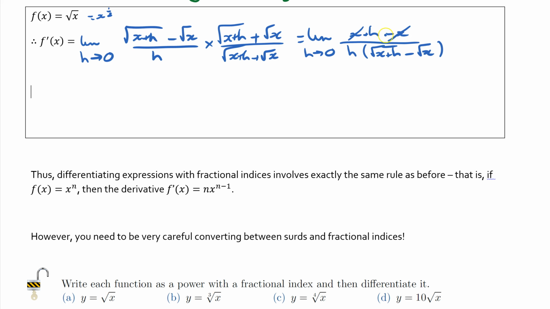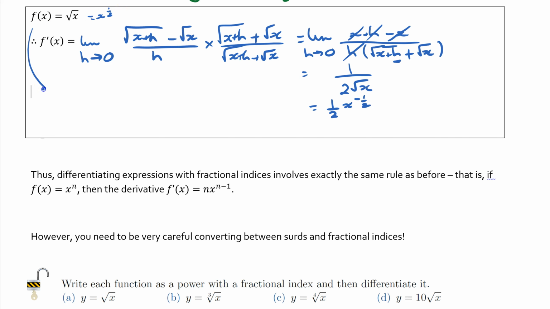And you can see that this h and that h will cancel. So we have the limit as h tends to 0 of 1 over square root of x plus h minus the square root of x. Now at this point we can put h equals 0 in here and we won't have a problem, and our bottom line will then just be a root x plus a root x. That looks a little bit better. Root x plus root x, which is 2 root x's. Now if I rewrite that in index form, that becomes half x to the minus a half.